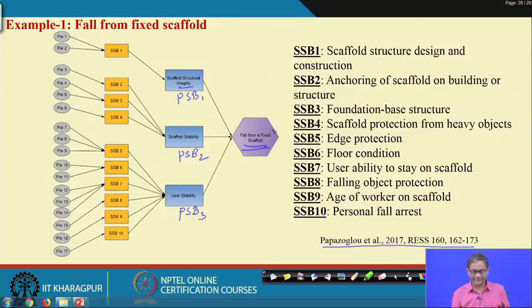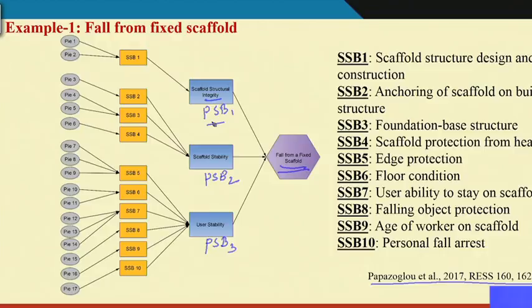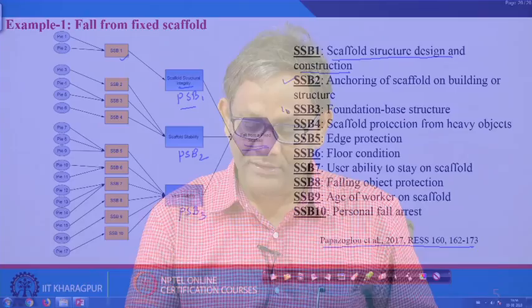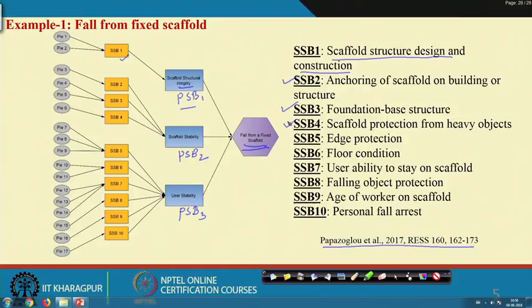Now, if we want to know what the support safety barrier related to PSB 1, scaffold structural integrity, is, you see it is SSB 1, that means scaffold structure design and construction. Similarly, if you see the support safety barriers for PSB 2, which is scaffold stability, there are three support safety barriers. One is anchoring of scaffold on building or structure. If that is successful, then the foundation base structure is good, and scaffold protection from heavy objects is properly made, then the scaffold will be stable. So, these are the three support safety barriers for scaffold stability.